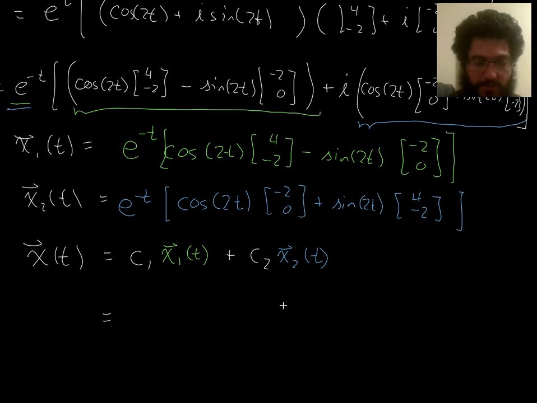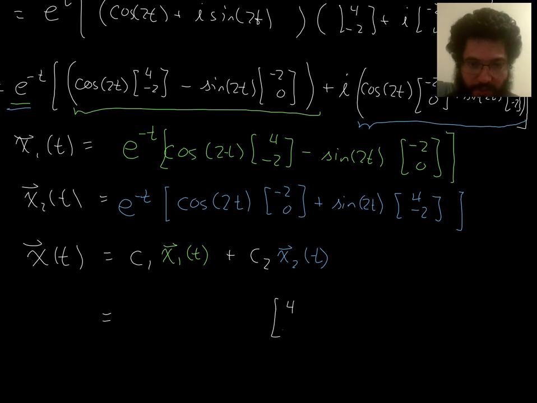You could also, in the green terms, you have a scalar function times (4, negative 2) and a scalar function times (negative 2, 0), and then the blue terms also have something times (negative 2, 0) and (4, negative 2). So you could collect together all the scalars that are sitting in front of one vector and all the scalars sitting in front of another vector if you want to. That's just another way of writing things. So maybe something like this.